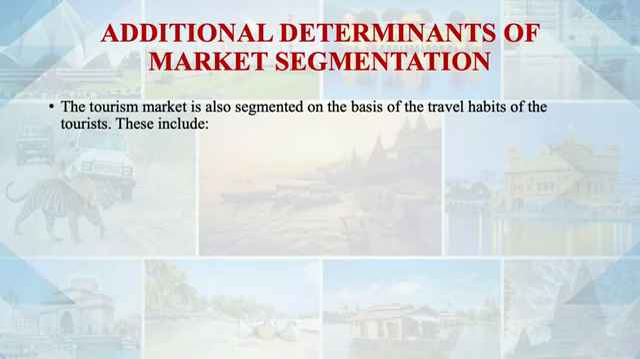The tourism market is also segmented on the basis of the travel habits of the tourists. This includes, number 1, distance traveled. Tourists are classified as long-haul, mid-haul, or short-haul travelers on the basis of the distance that they travel. For inbound tourists coming to India, those from Europe or the United States are long-haul market segments because they have to cover a long distance to reach India.